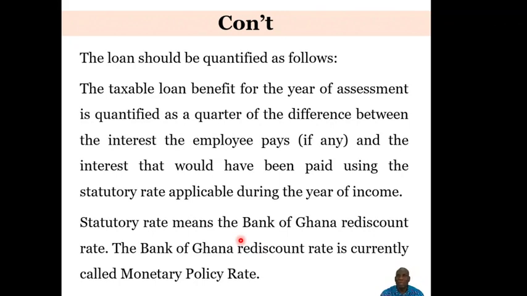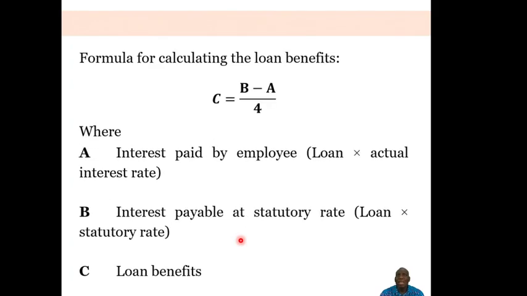Now, in trying to quantify the loan, let me take you to the formula straight away. The formula is C is equal to B minus A divided by 4. The C there is the amount of loan quantified. That's the amount that you are going to bring into the calculation, under the benefit in kind and the loan benefits. In other words, the loan benefit, the figure you are going to write, is the C.